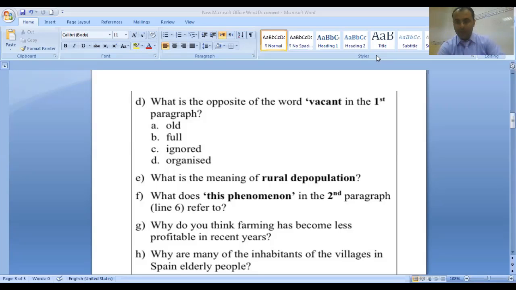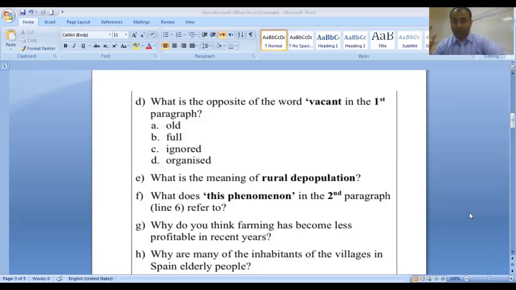Anyone knows the answer, please? Khalid, Walid, do you know the answer? What does rural depopulation mean? Please, if you know the answer, just raise your hand. No one?